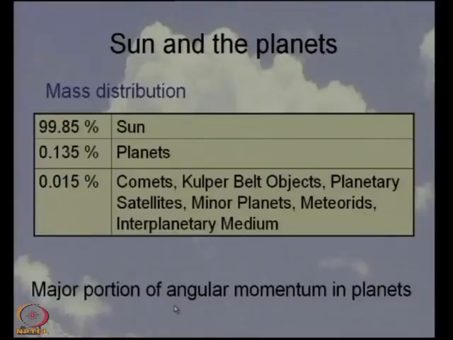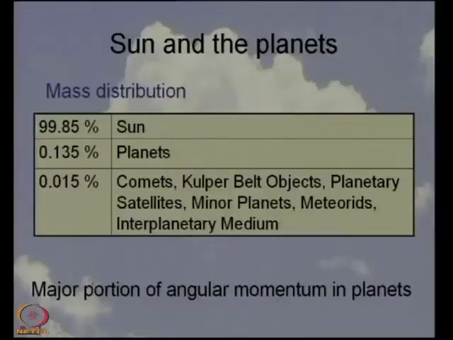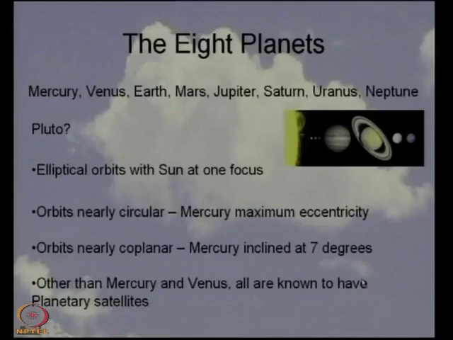Now if you consider the angular momentum though, and ask the question, where is the angular momentum of the solar system, how is it distributed? The angular momentum does not predominantly lie in the sun. Okay. The sun rotates around its own axis, around a month I think is the rotation period, but a major part of the angular momentum is in the planets. Okay. So although the mass resides in the sun, the angular momentum is distributed amongst the planets. Okay. So let us now move on to the planets, the 8 planets.